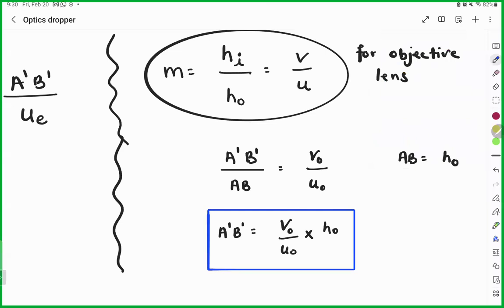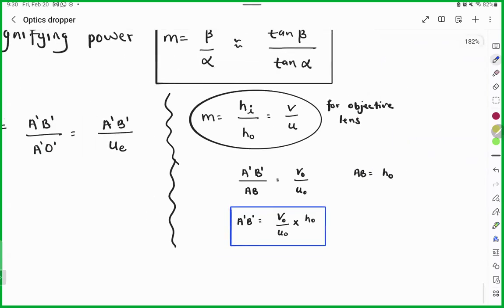Why? Because you know object distance, you know object height, you know image formed by that, because this image will be smaller. By utilizing this, you can calculate magnification here.